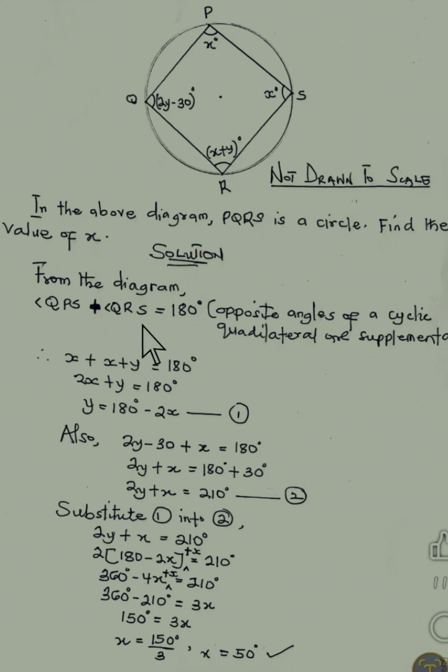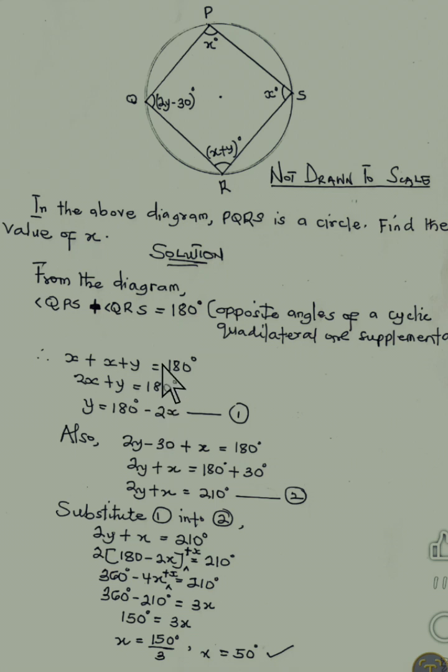So here, as I've said earlier, this angle here, that's QPS, angle at P, plus QRS, angle at R, equals 180. And what's the reason? Opposite angles of a cyclic quadrilateral. Then you come down and write in the values of the angles. The first angle is x, the second angle is x plus y, then equals 180.